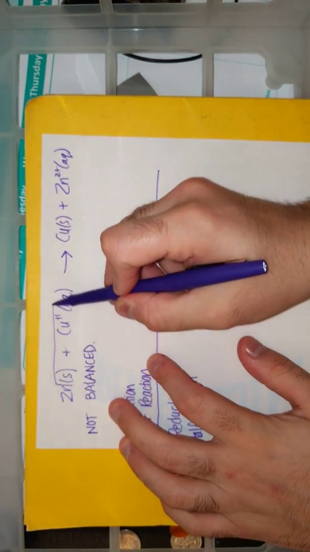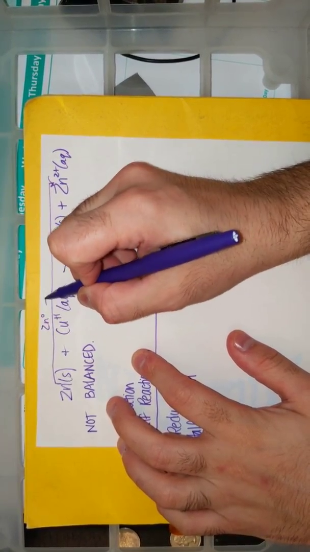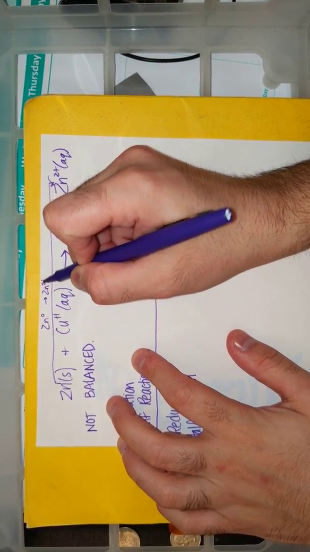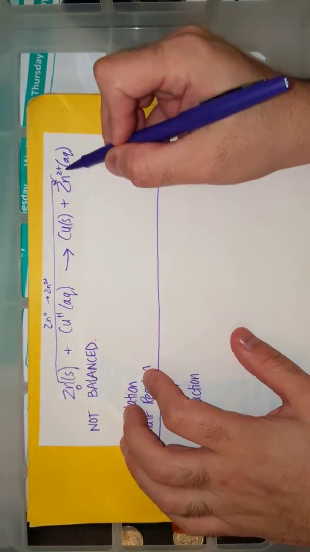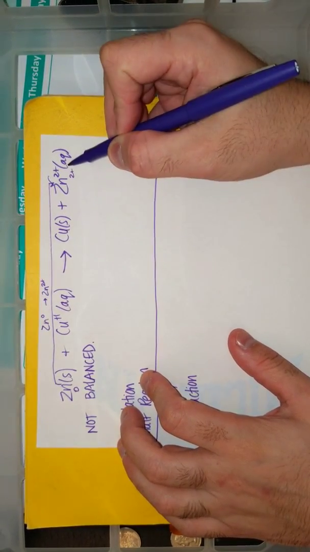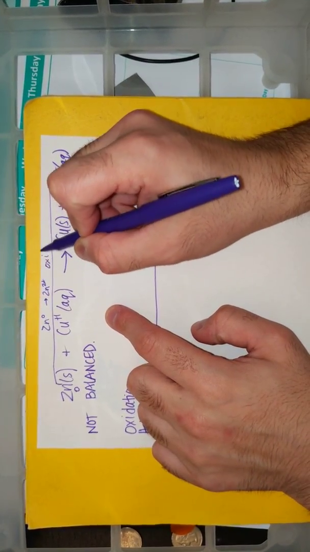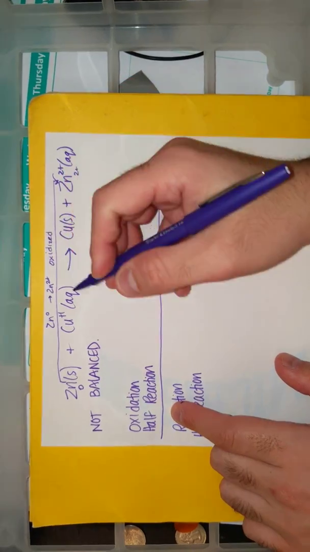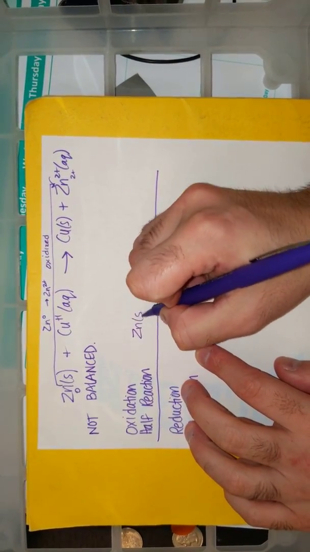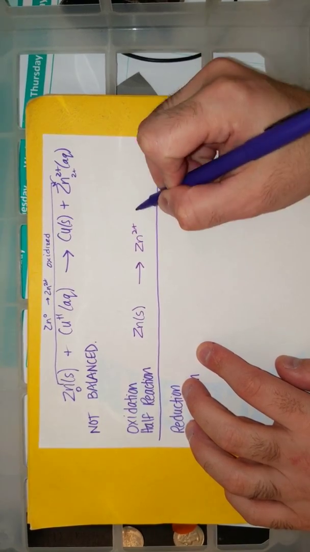I'm going from zinc solid to zinc 2 plus. So zinc 0 to zinc 2 plus. Zinc by itself has an oxidation state of 0, and then zinc 2 plus has an oxidation state of 2 plus. Going from 0 to 2 plus means that it's being oxidized. So if I want to write my oxidation half reaction, I'm going to write zinc solid yields zinc 2 plus aqueous.